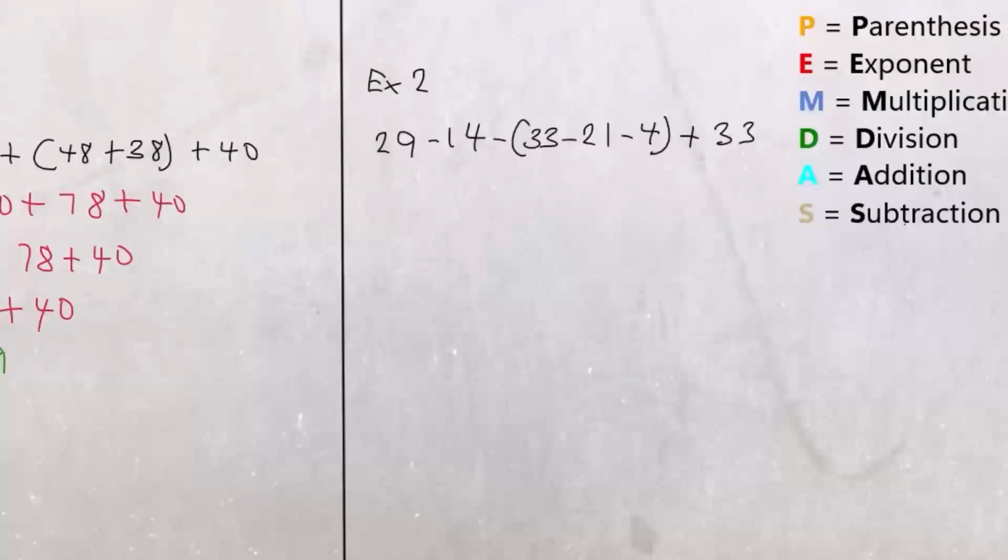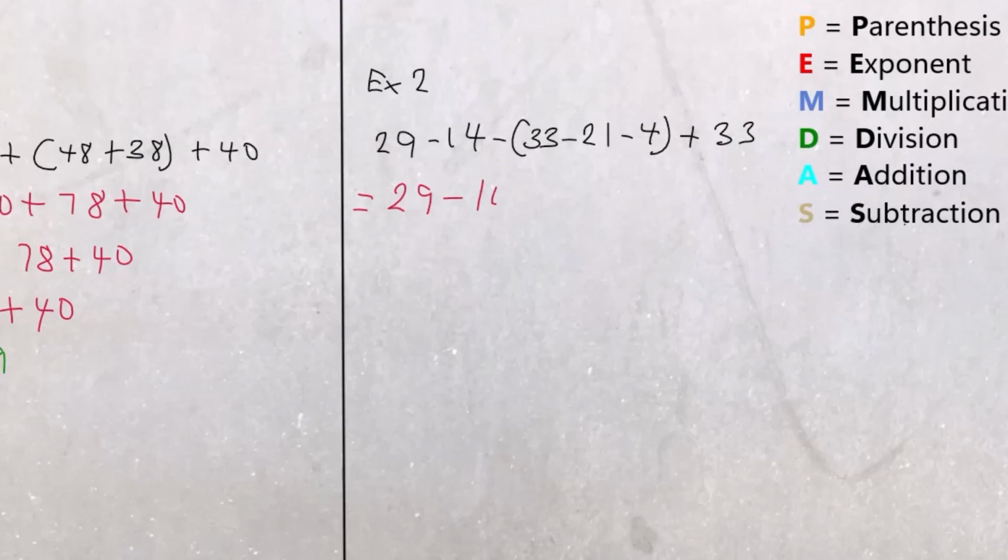On this side, the one in the bracket is 33 minus 21 minus 4 and should be worked upon first. Bring down the 29 minus 14 minus. 33 minus 21 will give us 12. Bring down the minus 4, 10 plus 33. 12 minus 4 should be worked upon first. Bring down the 29 minus 14 minus. 12 minus 4 will give us 8. Bring down the plus 33.